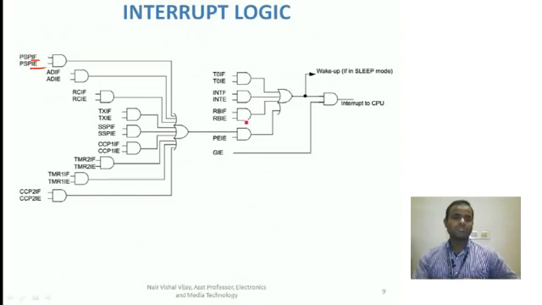So there are 12 sources of interrupt. There are peripheral interrupts and there are external interrupts, timer interrupts and port B change interrupts. This makes the 12 sources of interrupt. And the most important, the global interrupt enable is a bit which can actually enable all interrupts. So that's about the interrupts of the PIC microcontroller. Thank you.